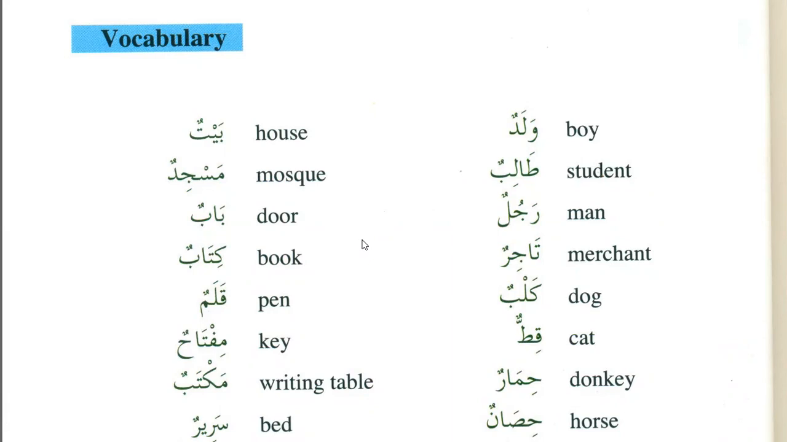Waladun, boy. Baitun, house. Talibun, student. Masjidun, mosque. Rajulun, man. Babun, door. Tajirun, merchant. Kitabun, book. Kalbun, dog. Qalamun, pen. Qittun, cat. Miftahun, key.